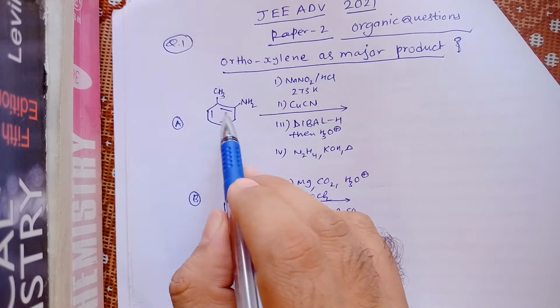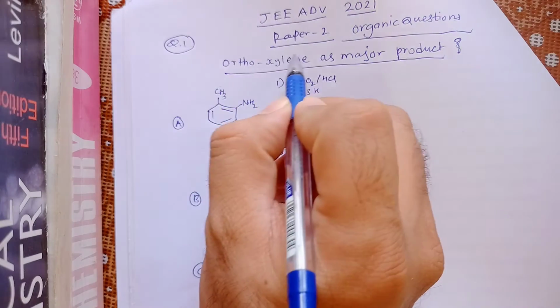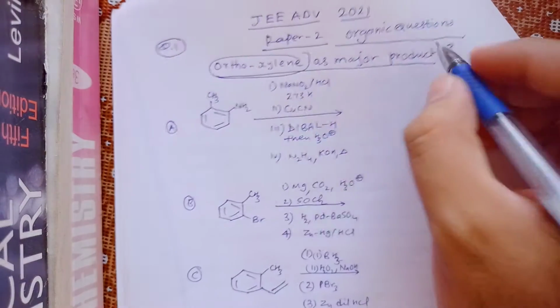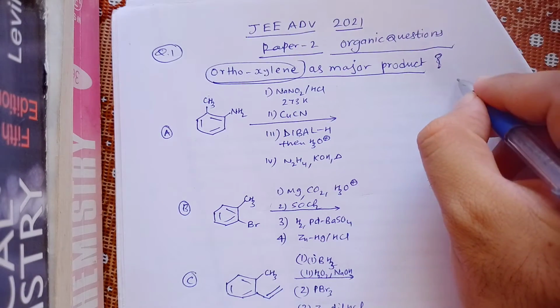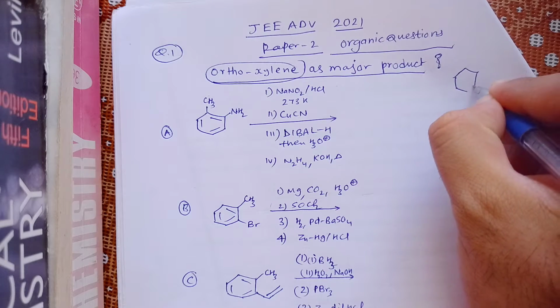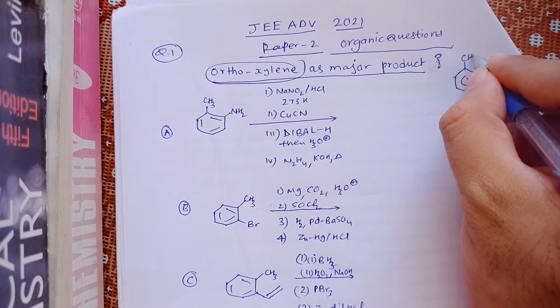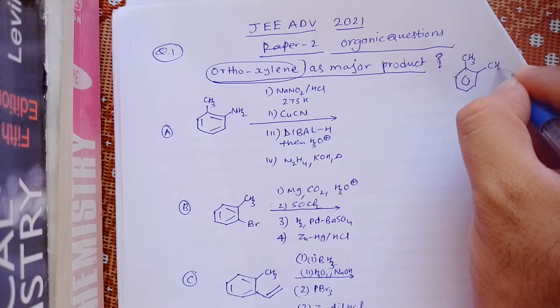Option A. By the way, what is orthoxylene? Orthoxylene is 1,2-dimethyl benzene. That is orthoxylene.